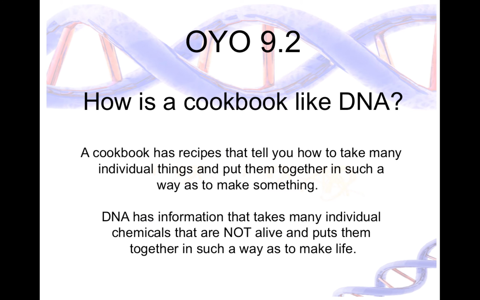In the same way, DNA has information that takes many individual chemicals that are not alive and puts them together in such a way as to make something that is alive. So the DNA itself is not alive. It's taking chemicals that are not alive, and it gives the instructions for how to put them together. Just like a recipe tells you how to put the flour and the sugar and the eggs together to make a cake, for example.